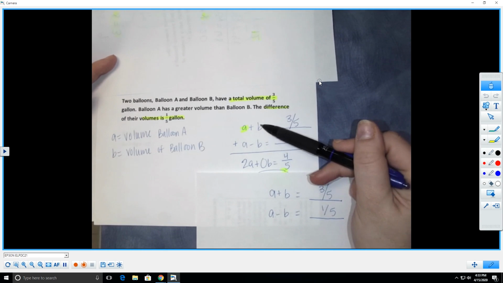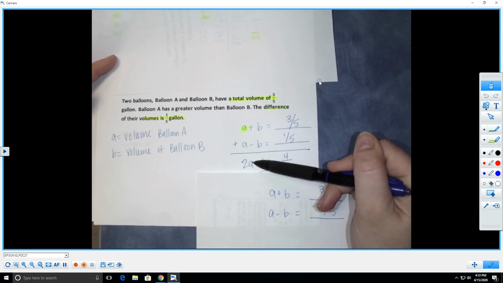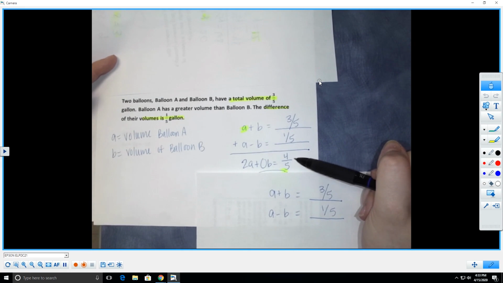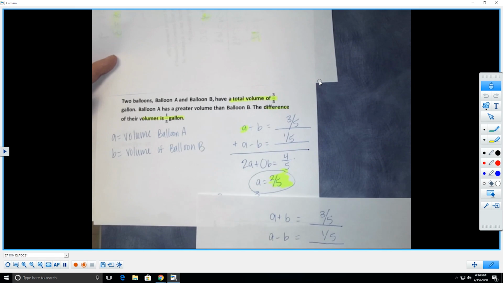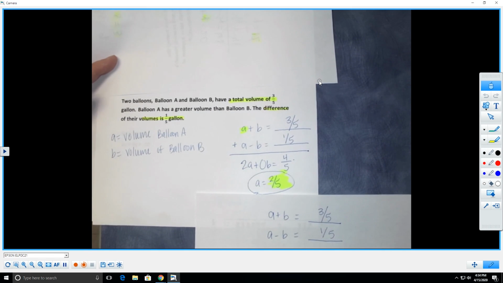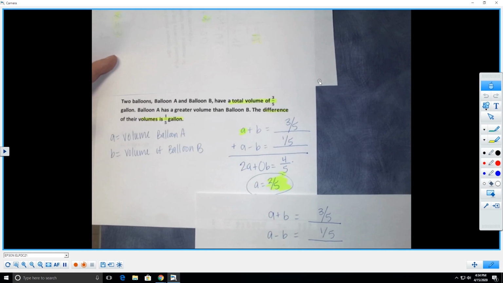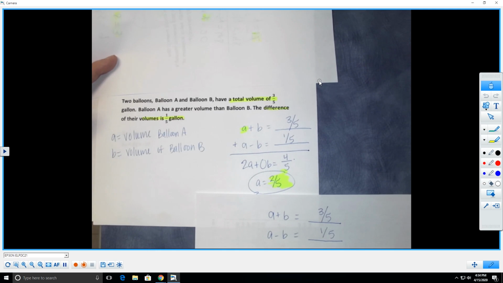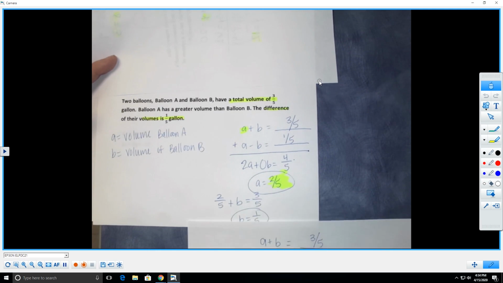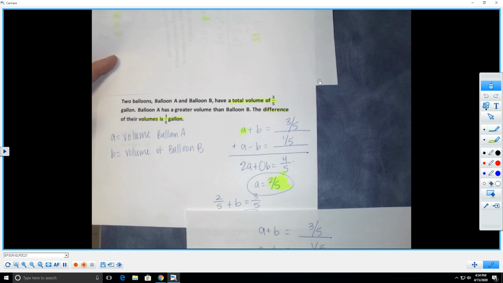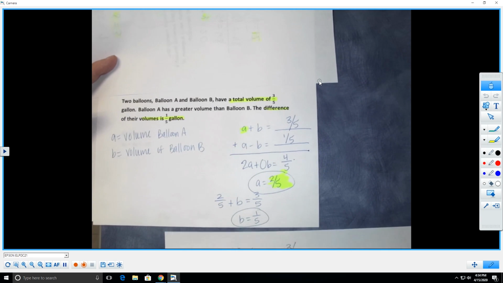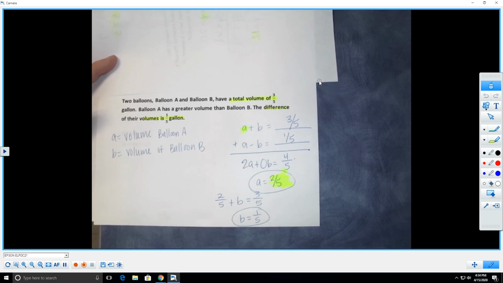So I'm going to add these to eliminate B. So I have 2A equals 4/5. When I divide by 2, I have that A equals 2/5. So now we can substitute 2/5 in for A. How can you find the value of B? Good. So we're going to plug in this value for A. And so I have 2/5 plus B equals 3/5. So that's going to give me B equals 1/5.